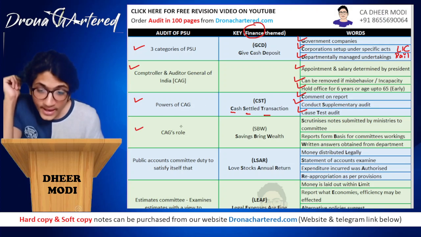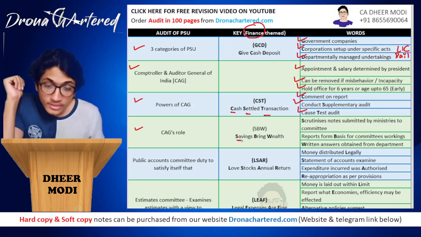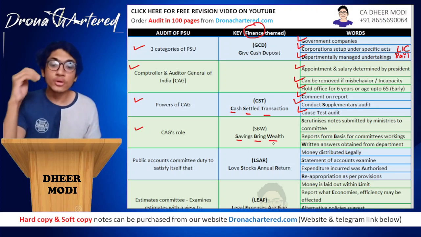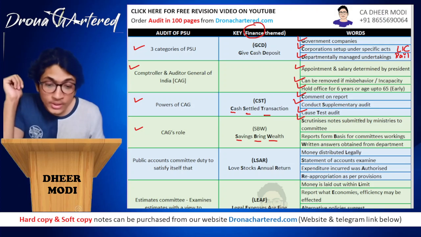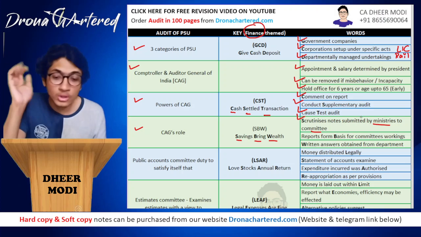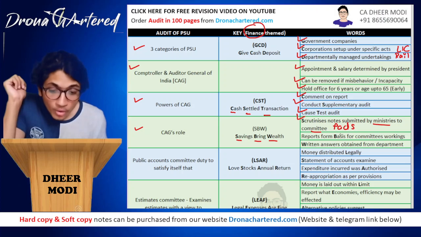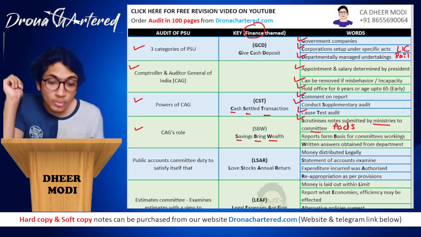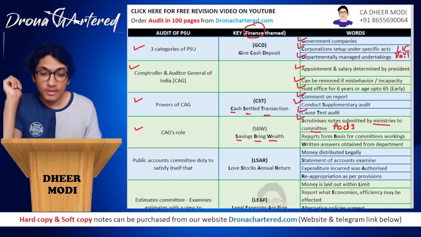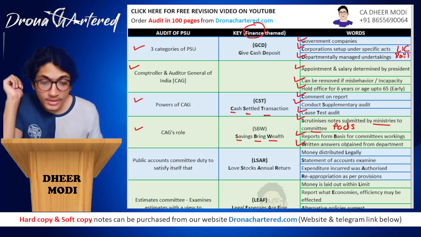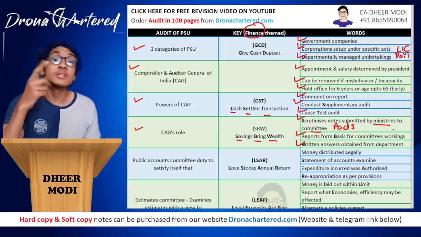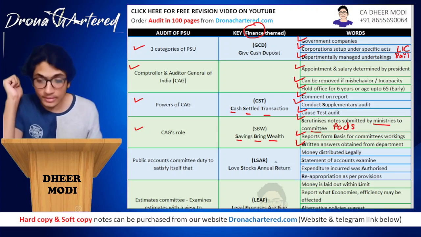Next is CAG's role. CAG's role is Savings Brings Wealth. That is your SBW. So he scrutinizes notes submitted by ministries to the committee. You remember we were talking about the fact check. So it checks the facts. Okay. Next is reports form the basis for committee working. And last is written answers obtained from the department which the committees were not able to discuss.